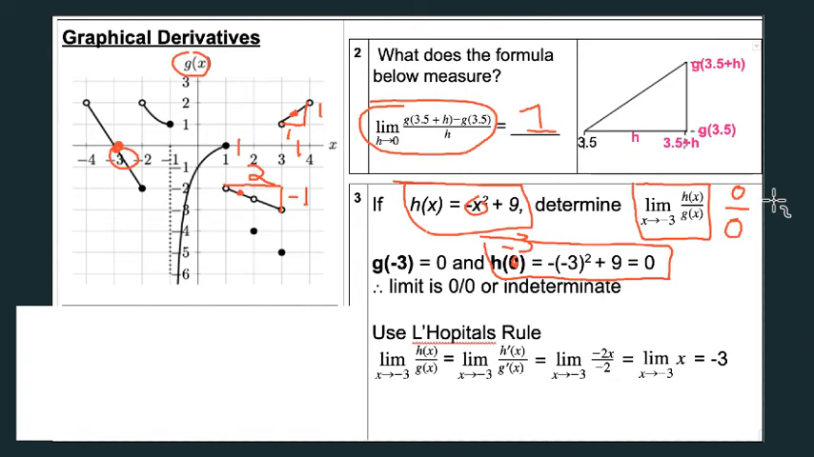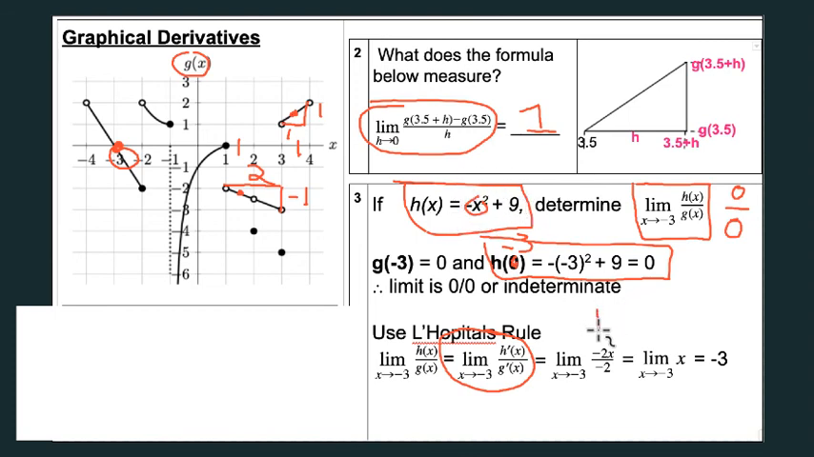So when we have limits that are of the form 0 over 0, one of the strategies we can use is L'Hopital's rule. Okay, L'Hopital's rule just says that the limit value is the ratio of the slopes at the point of indeterminacy. So, pretty easy to figure out. So that formula is right there. H prime of x divided by g prime of x. Well, what's h prime of x? I think that's really easy to figure out. Negative x squared plus 9.